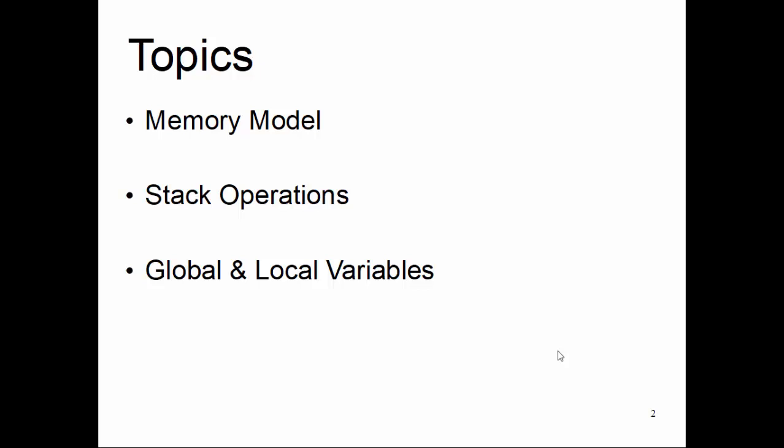Software convention of the stack memory, dynamic memory usage. We'll talk about these, and then the last part, but definitely not the least, is global and local variables in terms of assembly. This is a little different notion than what we understand as global and local variables in a high level language. So we'll try to understand local and global variables at the low level, at the assembly level.